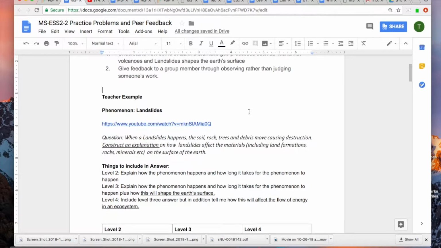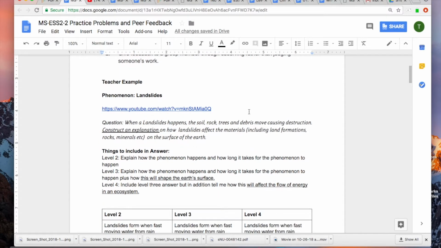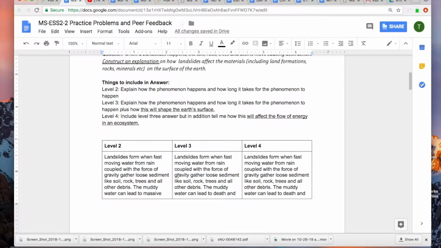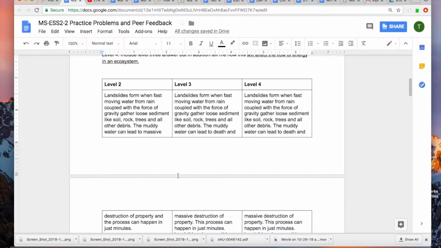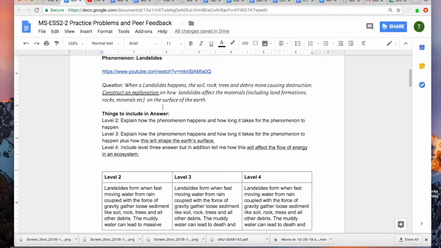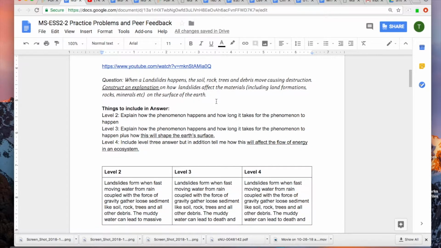Okay, so that was a little bit of an introduction to landslides and how they can affect populations. But what we're really looking for in a level 3 is how landslides will affect the Earth's surface. So let's go through our sample answers. If you were to answer this question: when a landslide happens, the rock, soil, and debris move, causing destruction. Construct an explanation of how landslides affect the minerals, including land formations, rocks, and materials on the Earth's surface.